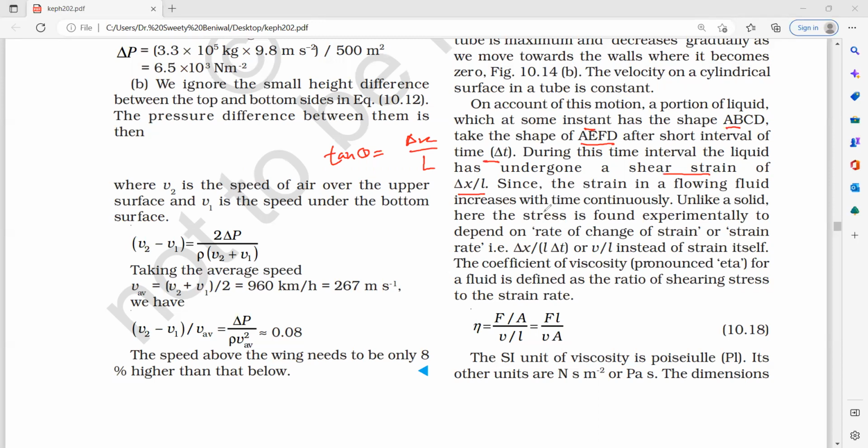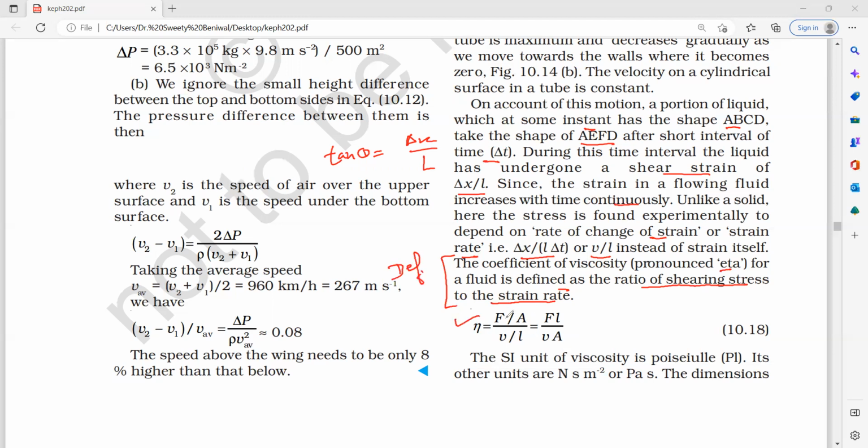Since the strain in a flowing fluid increases with time continuously, unlike a solid, here the stress is found experimentally to depend on the rate of change of strain, or strain rate. So delta x by L into delta t, and delta x by delta t is v over L, instead of strain itself. The coefficient of viscosity, pronounced eta, for a fluid is defined as the ratio of shearing stress to the strain rate. Here we have to use rate. This is the definition for coefficient of viscosity. It is asked in question paper frequently.